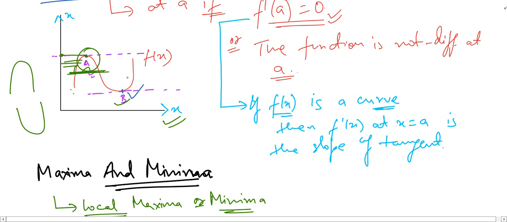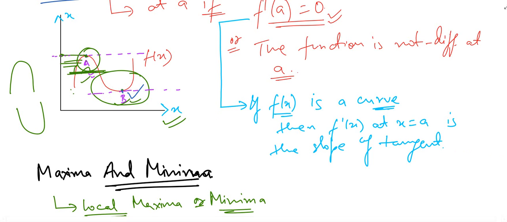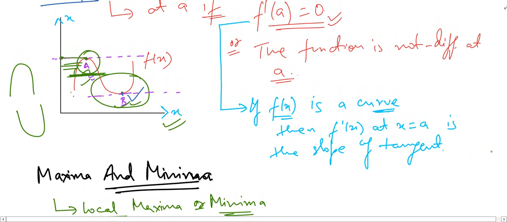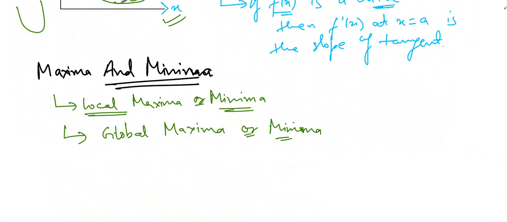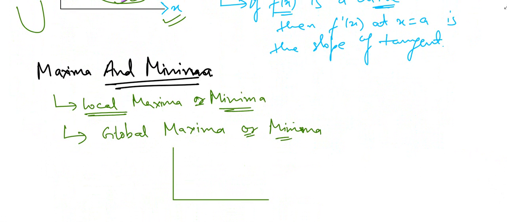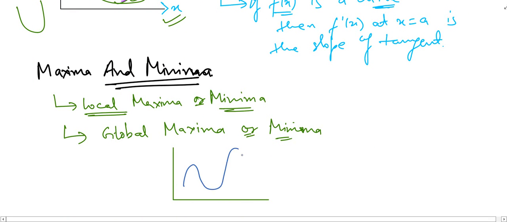And if we talk about this region, then B is having the minimum value, right? So these two points are local maxima and minima. If we talk about the graph as a whole, if we are given a graph like this, and we are asked to tell something about the local maxima and minima of this graph, and we are also given an interval, like if this point is some A and this point is some B, right?